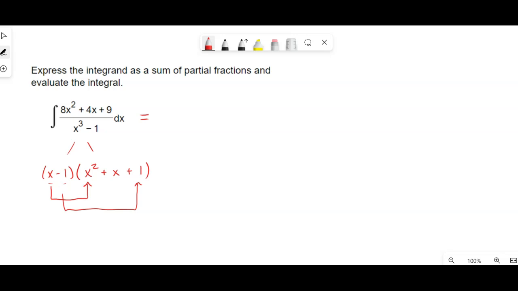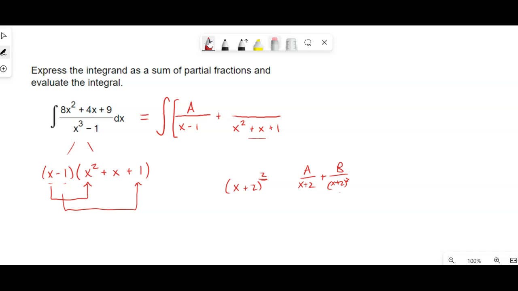Now, when you do this, you will always get a quadratic that cannot factor. Because that is a prime quadratic, it's not a line times a line. Like the other example we saw was x plus 2 squared, and so we did an A over x plus 2 and a B over x plus 2 squared, right? Well, we can't do that here, because this is a quadratic, x squared, but that one can be written as a line times a line. This one can't.